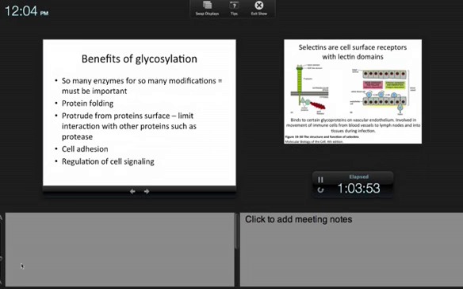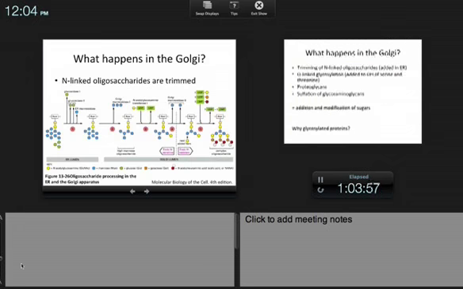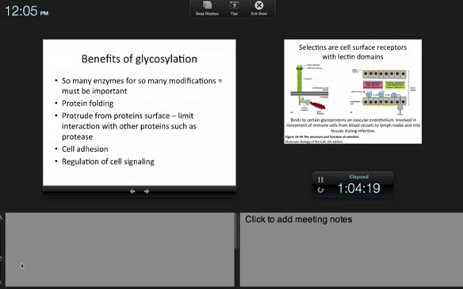Well, I had a list. So the first thing to think about is, look at all these enzymes involved in trimming and addition of sugars in the Golgi. If there are so many enzymes that do this, it's got to be important, because your genome doesn't just keep things that have no use, right? We don't have a greedy genome. So they must be important. So yes, protein folding. Also, sugars protrude from proteins on the cell surface, and that's a form of protection, limiting interaction with other proteins, such as proteases. Cell adhesion, which I've got a slide on coming up, and then it's also involved in regulation of cell signaling.